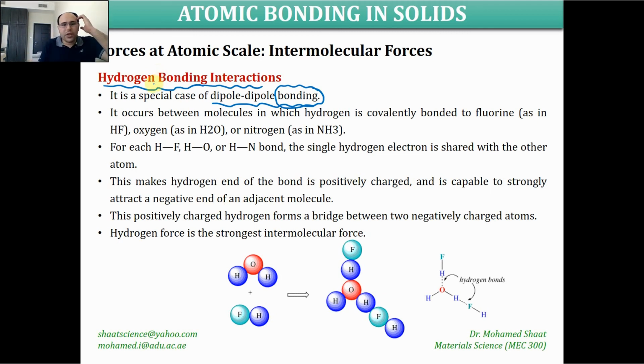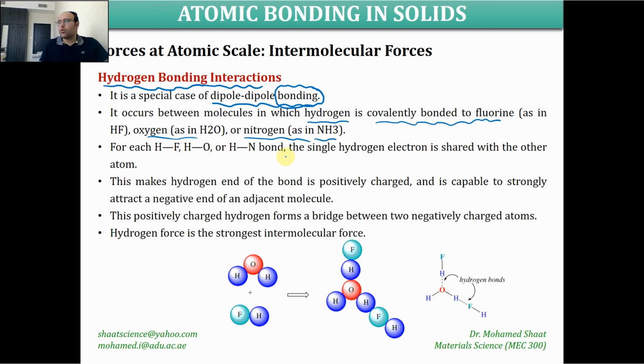So that's why we got the name hydrogen bonding interaction. It occurs between molecules in which hydrogen, so the condition is that this molecule should include hydrogen that is covalently bonded to fluorine, for example, like HF, or oxygen, or nitrogen, like NH3.